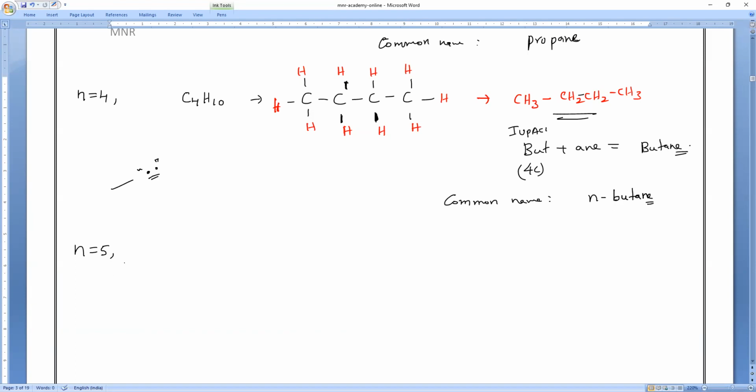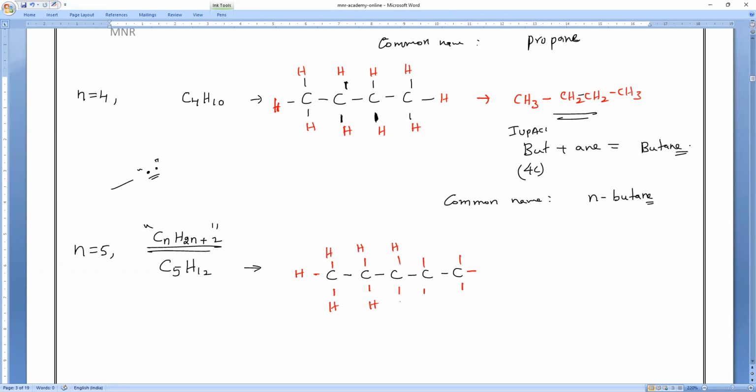So n equals 5. What is the chemical compound? C5H12. Okay. So what is the general formula? CnH2n+2. Now what is the structural formula? Tell me, everybody. Carbon, carbon, carbon, carbon, and carbon. Now the first and last carbons, how many bonds will come? Three bonds and hydrogens. Each carbon has to satisfy a total of 4 bonds. According to that, you have to form it.